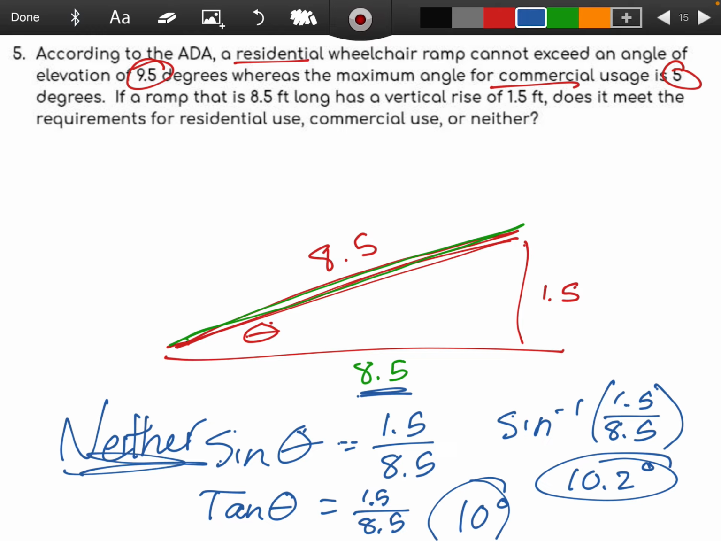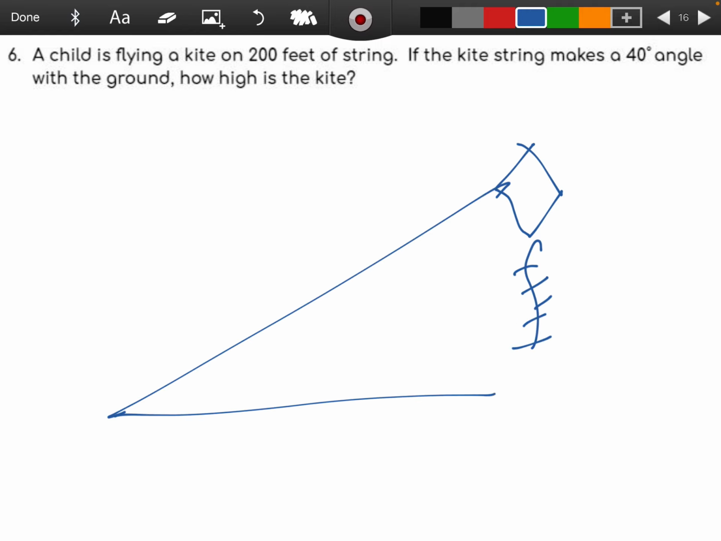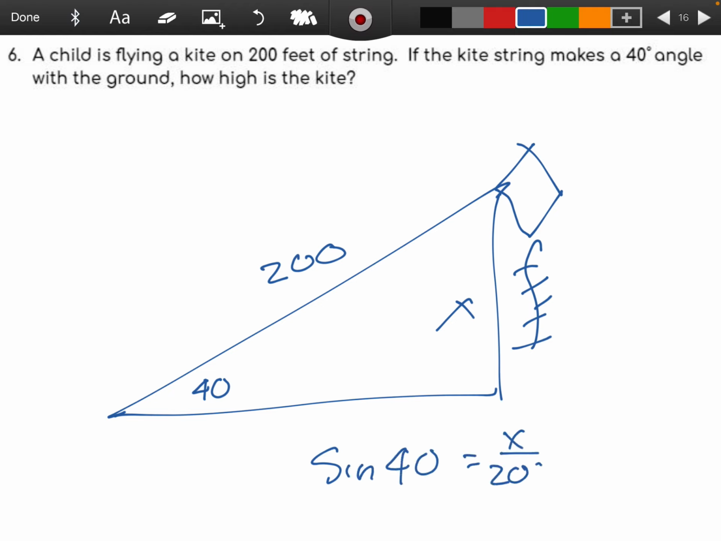Okay? All right. Next one, we got kite flying. Terrible kite. It's flying here. We want to know how high the kite is. It's at an angle of elevation from the ground of 40 degrees, with a 200-foot string. So sine 40 equals x over 200. Multiplying on this one, 200 times sine 40, that would be 128.6, and that would be feet.